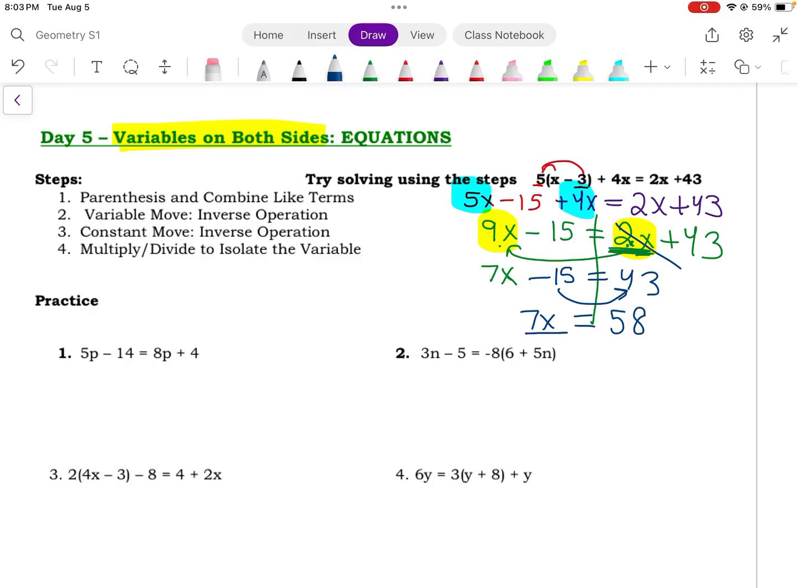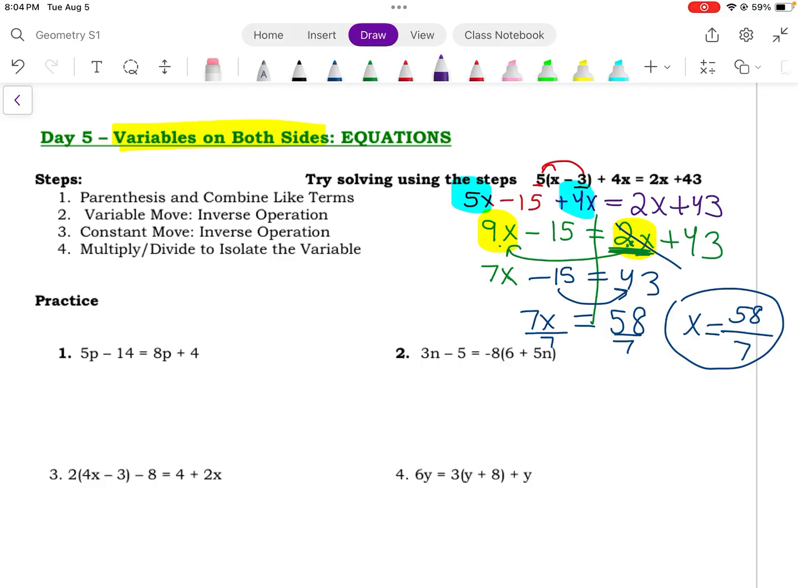All right, and then I'm going to divide 7 to both sides, like so. And 58 divided by 7 is going to be 8.2857, etc. So we're going to just keep it as 58 over 7, and that's okay when we have to leave it as such. Okay, so we're working out those problems. We're doing the best we can and making it happen.